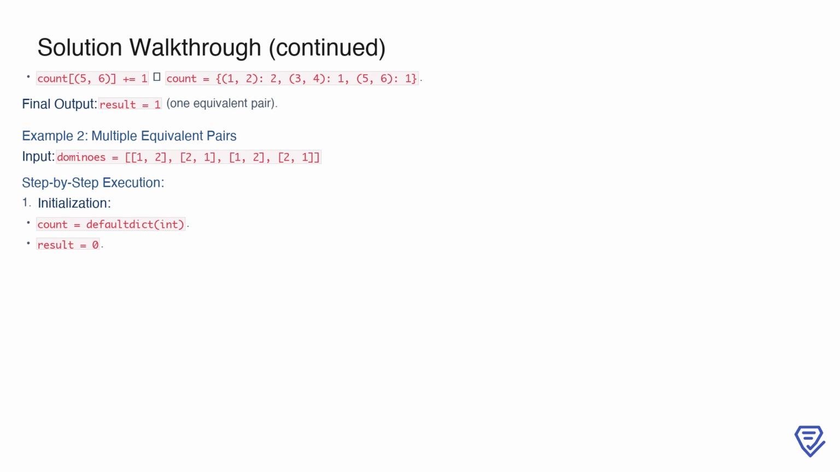Now, let's examine another case where there are multiple pairs. The input dominoes are 1, 2, 2, 1, 1, 2, 2, 1. We start again by initializing count as an empty dictionary and result is 0. The process remains the same. We sort each domino to obtain a consistent key and update our count dictionary and result accordingly.